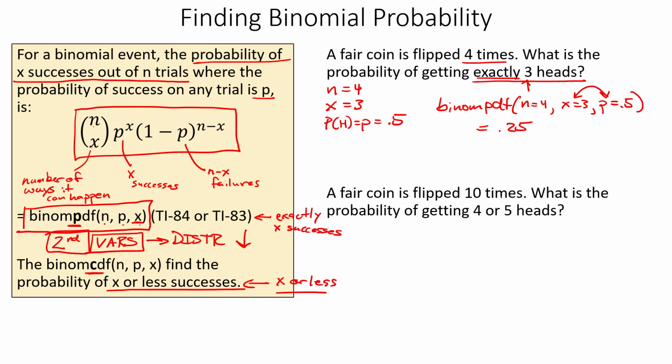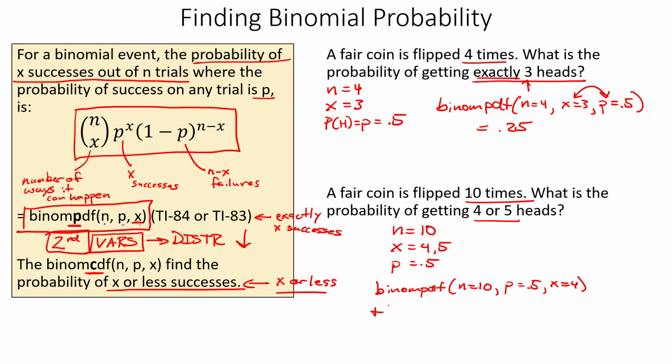All right, the next one. A fair coin is flipped 10 times. What is the probability of getting 4 or 5 heads? Now, again, we're still flipping coins, so it's still binomial. We've got 10 trials. We want x to be 4 or 5, and our probability of success is still 0.5. So there's a couple ways we can do this. One is we can find the probability of 4 and the probability of 5 and add them up. So we have n is 10, p is 0.5, and x equals 4. And then we can add to it the binomial PDF where n is 10, p is still 0.5, and x is 5.